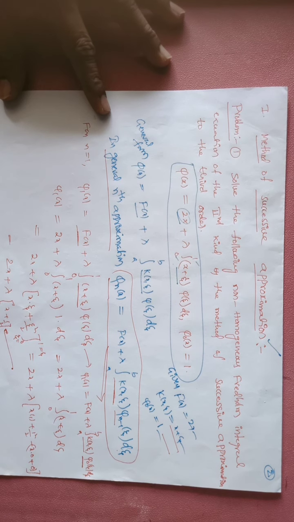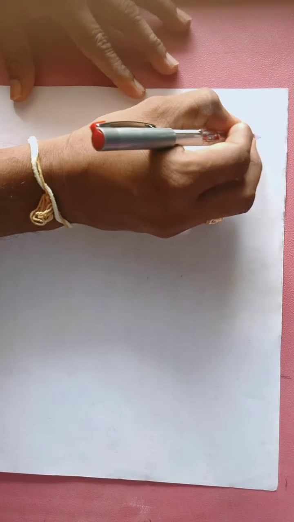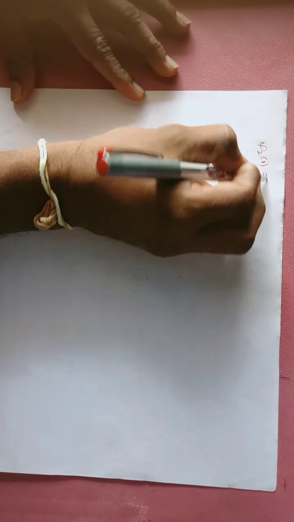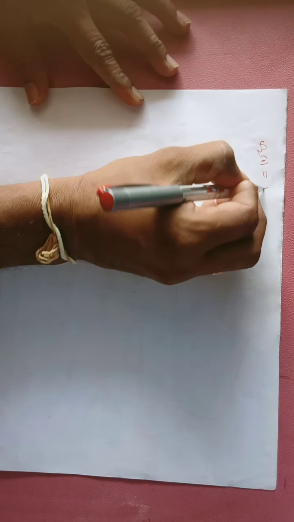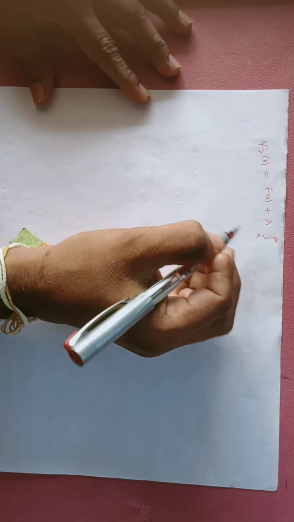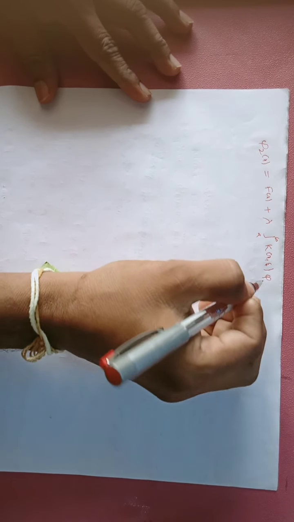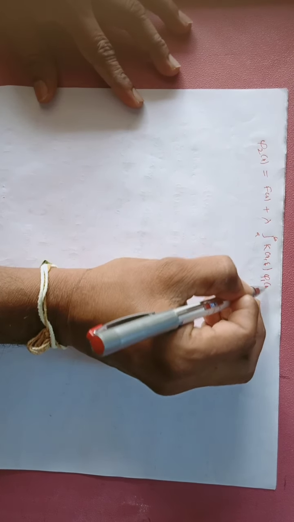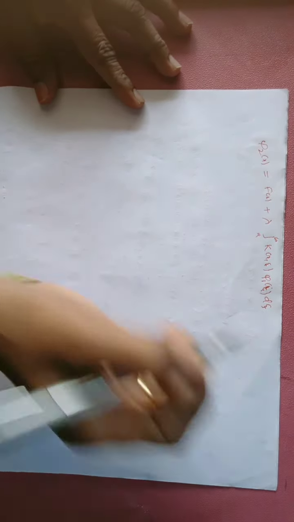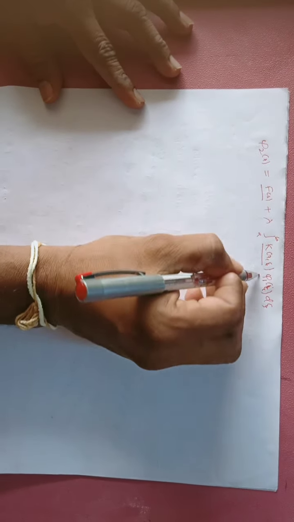Now we have to find phi 2 of x. For finding phi 2 of x, put n is equal to 2 in the nth approximation. So phi 2 of x is equal to f of x plus lambda times the integral from a to b of k of x, xi, phi n minus 1, that is phi 2 minus 1, meaning phi 1 of xi d xi. This is the second approximation. Already we know the values of f of x, k of x, xi and phi 1 of xi.